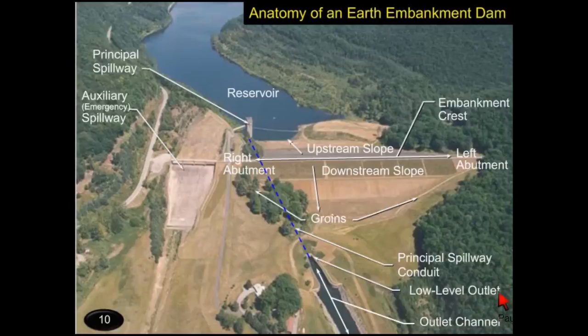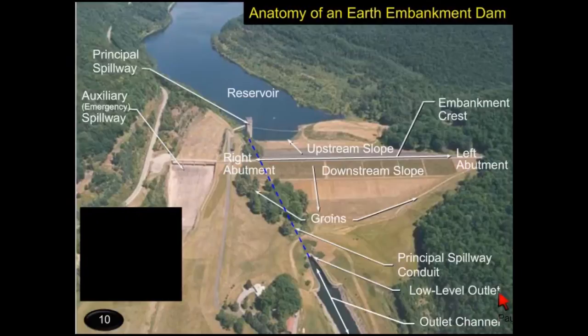And then we have an auxiliary spillway. Sometimes the principal spillway and auxiliary spillway are combined, and sometimes they're separated. When they're separated, it's generally understood that the auxiliary spillway is there only to pass very rare extreme floods. In most cases, the auxiliary spillway will be activated for the 100-year flood or greater, and that's to prevent the dam from being overtopped.